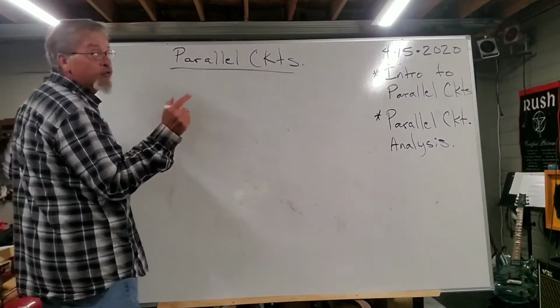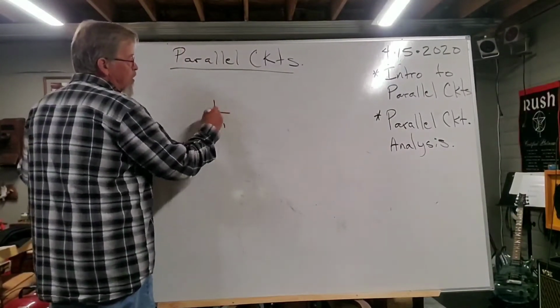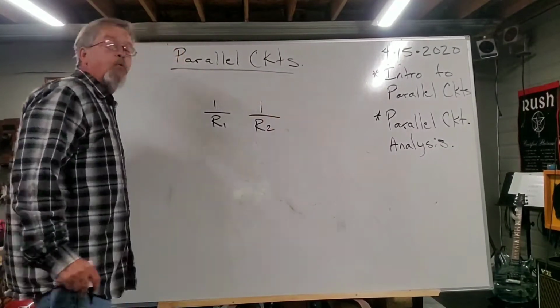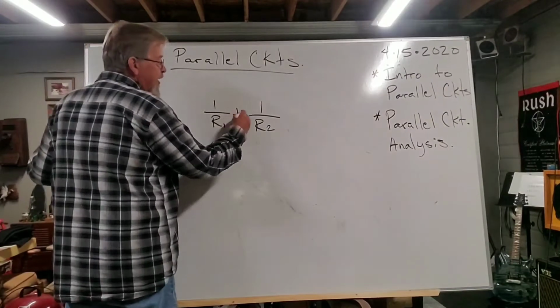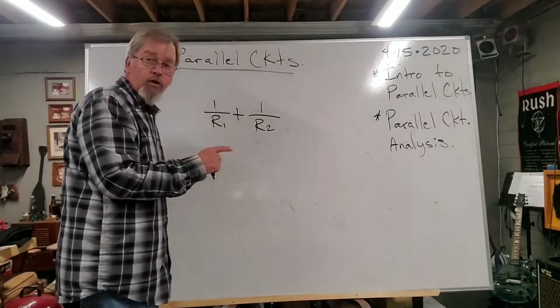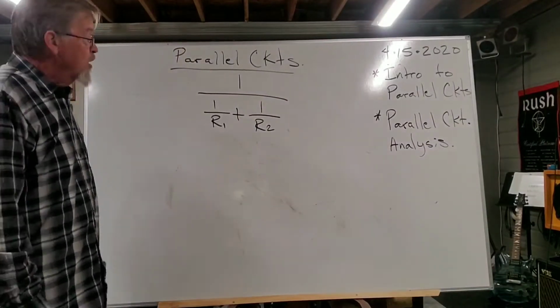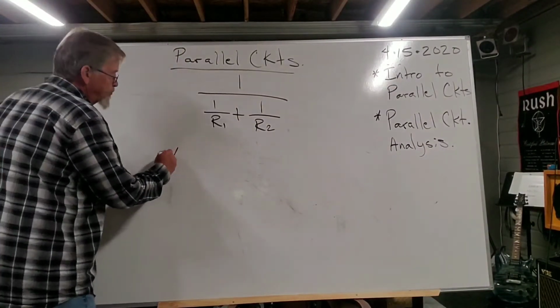So we took the resistance of R1, we 1 over X it. We took the resistance of R2, we 1 over X it. We added these together, and that gave us total conductance. So we took all of that and 1 over X it again. So here's the key, the resistance formula in parallel.